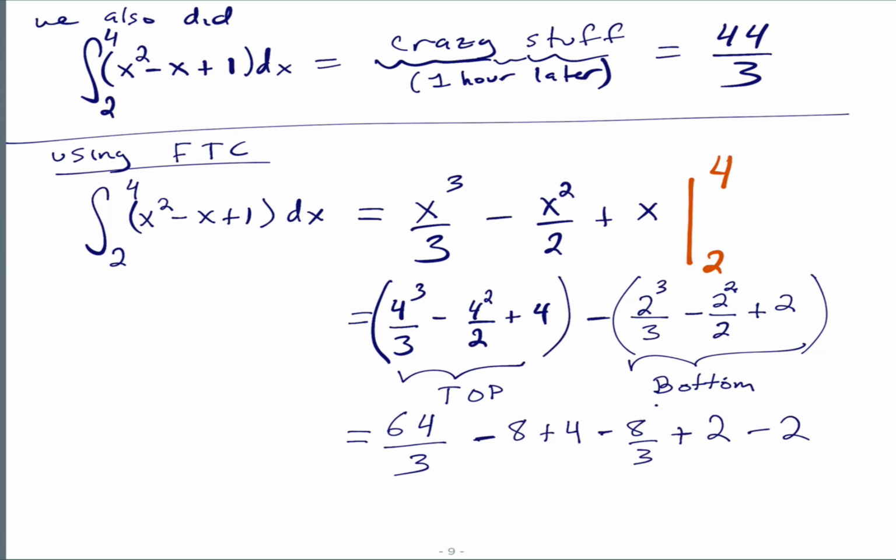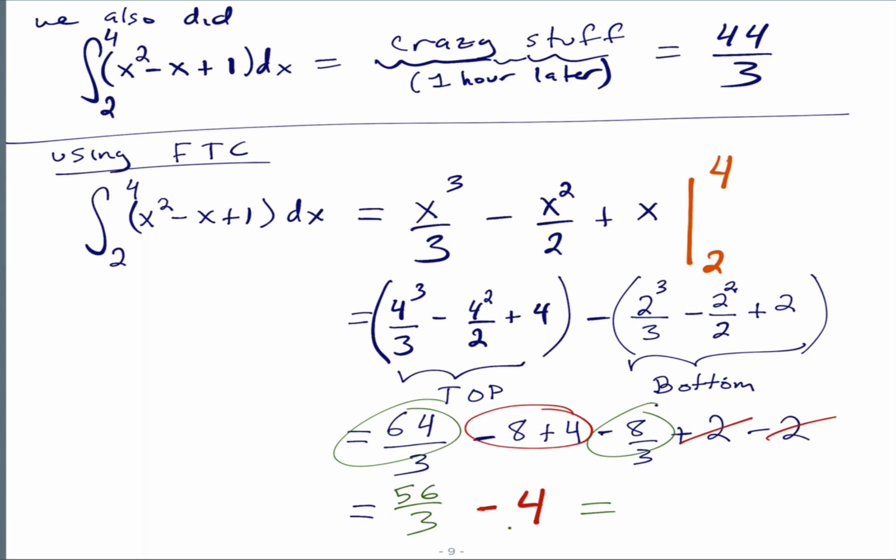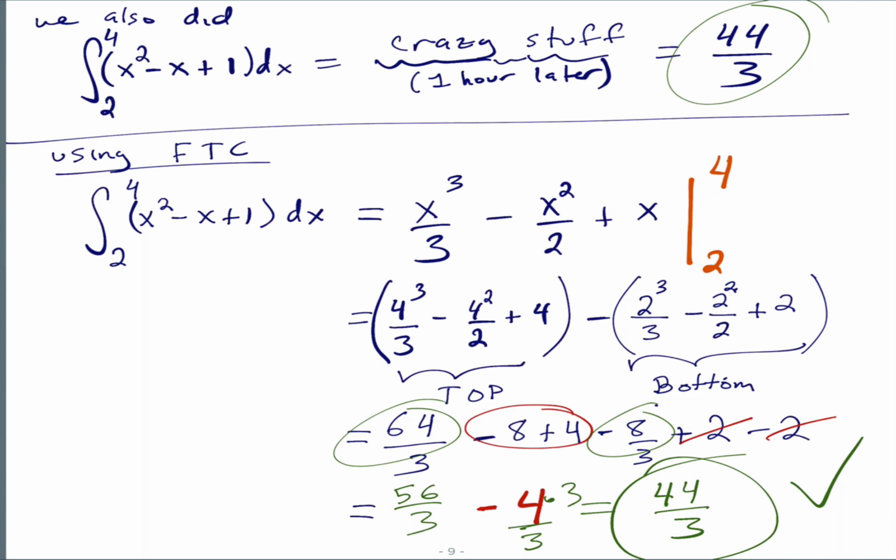All right, and so then what does this equal to? Well, let's see. So plus 2 minus 2, that's 0, right? Minus 8 plus 4, that's negative 4, right? And then, okay. How many thirds is this? 56 thirds. So if I multiply this top and bottom by 3, I get 12 thirds, right? So what is that? 44 thirds. Look at that. Exactly the same as what we got earlier, right?